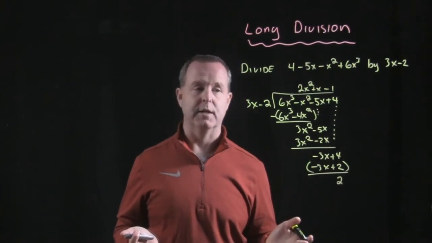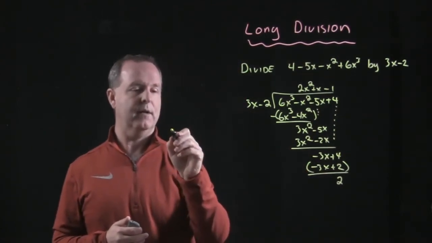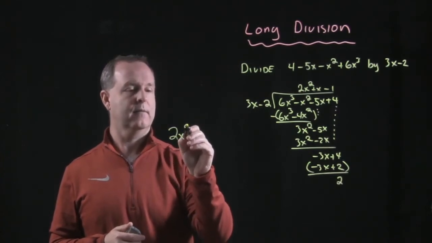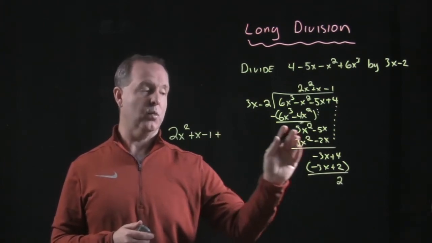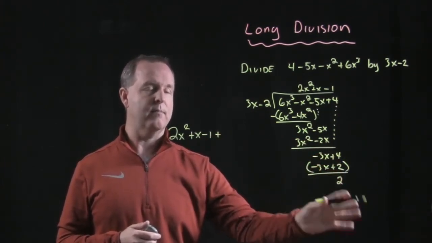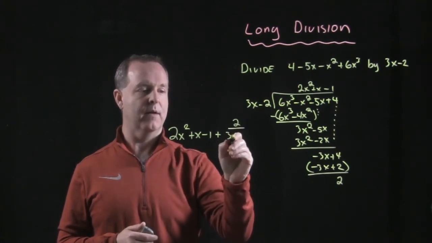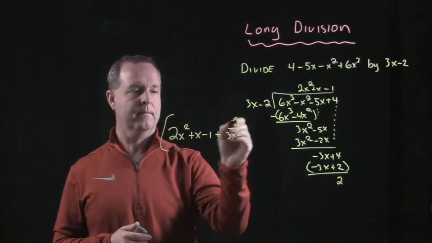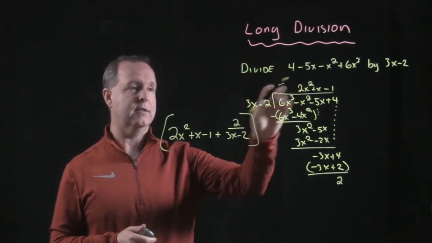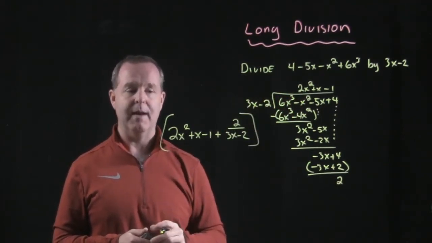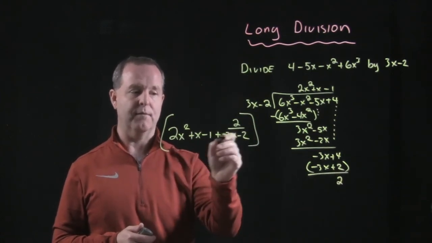So there's my solution. Now let's write out the solution to see exactly what we have. We have 2x squared plus x minus 1 plus a remainder. So when we have a remainder, we need to write it as a remainder over what we were dividing by to begin with. So that would be my complete result to this particular division problem using our long division method: 2x squared plus x minus 1 plus 2 over 3x minus 2.